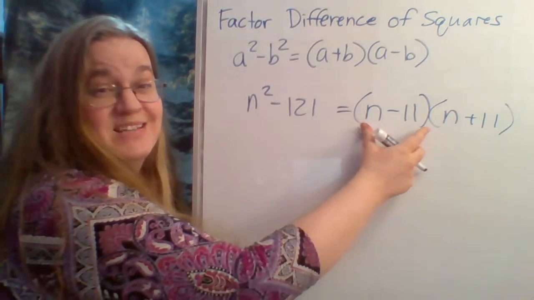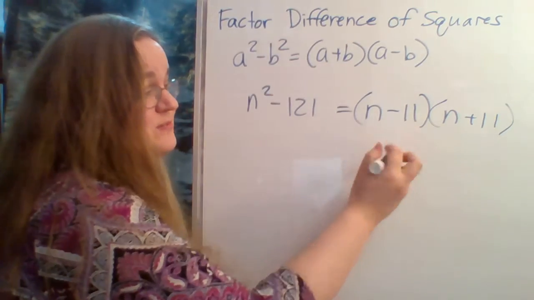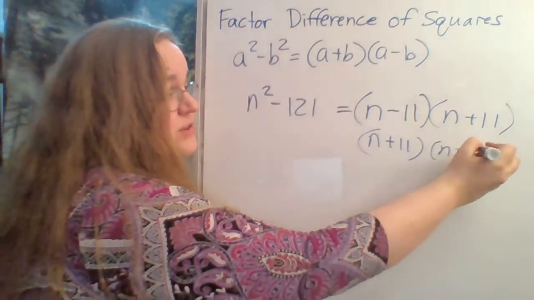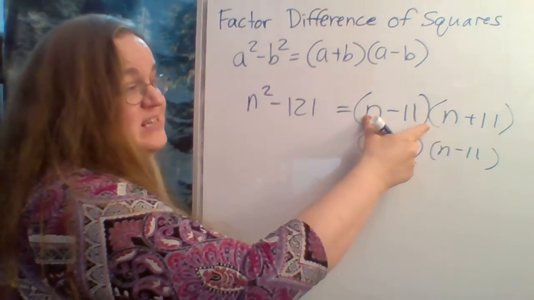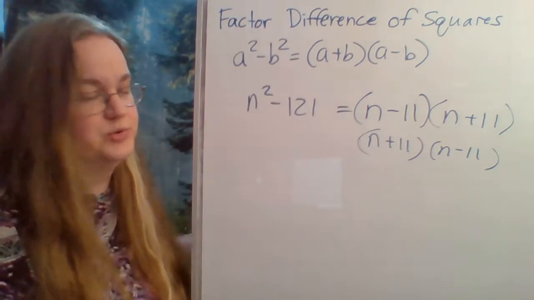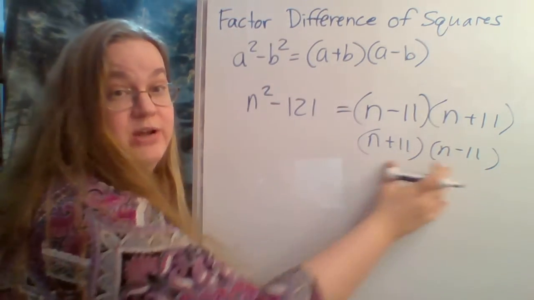Now, it doesn't matter which binomial I write first. I could also write this as n plus 11 and n minus 11. They're equally correct because remember, it's this times this. The commutative property of multiplication says it doesn't matter which order it is, so it doesn't matter which one I write first.